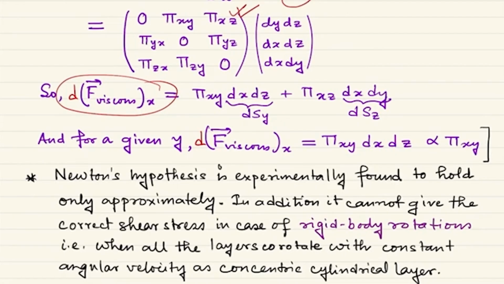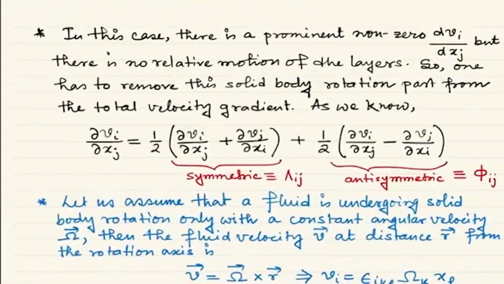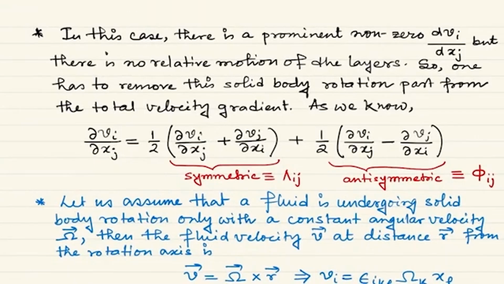And that gives you some non-zero linear velocity gradient, but the system does not need to respond in terms of its viscosity. That's what I am saying, because all the layers are co-rotating. So it is true that they have a linear velocity gradient. I am coming to that.